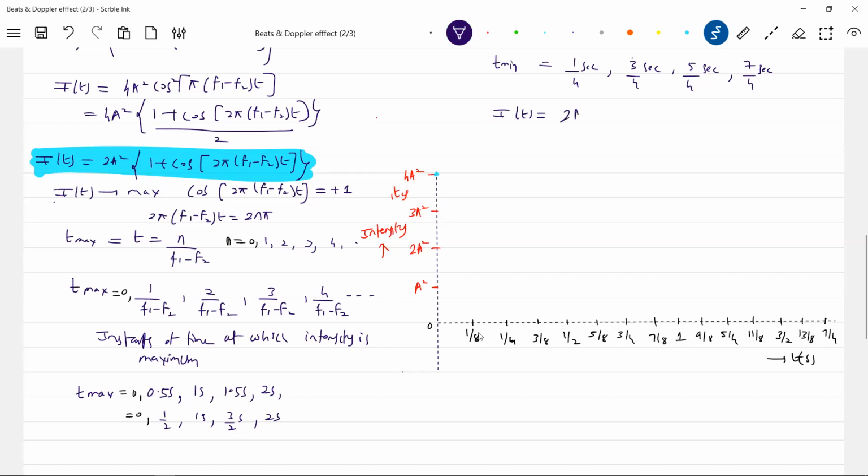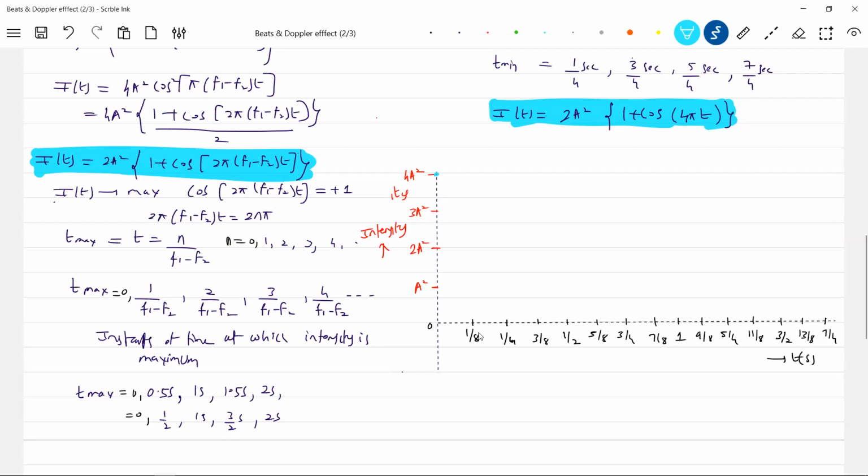So this will become 2a square into 1 plus cos. What is f1 minus f2? It will be 2, no? So this everything will become 4 pi t. I'm asking you to look at this equation. Put t equal to, put that time, get the points, join and produce a smooth curve. You know how to plot a graph and get a smooth curve.